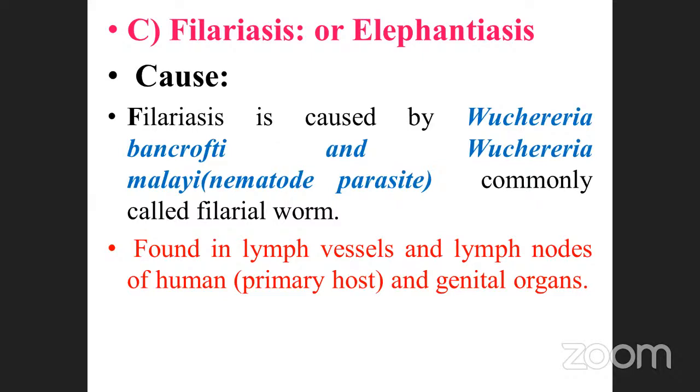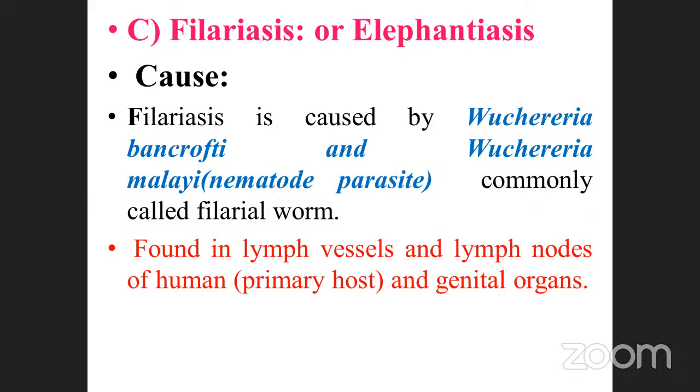It is found in the lymph vessels and lymph nodes of humans, and also genital organs. Note it down, locations have been given here. Lymph vessels and lymph nodes are secondary immunological organs of the human body. Humans are the primary host.